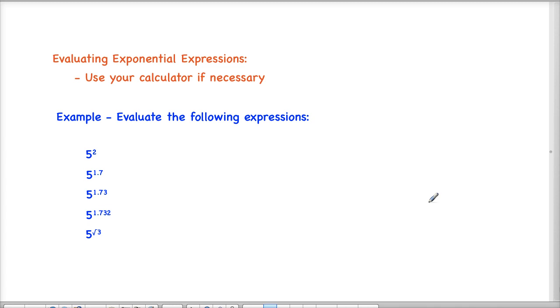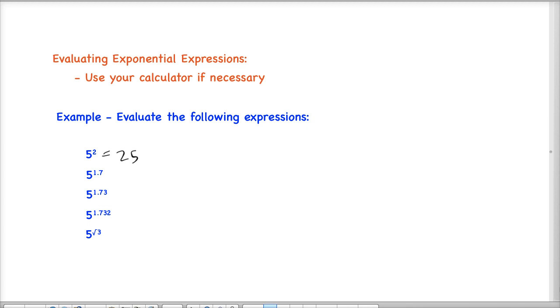So the first thing that we're going to talk about is evaluating exponential expressions, and what I have here is: use your calculator if necessary. So we have some examples right here to evaluate these expressions. For the most part, you should be able to evaluate something like 5 squared equals 25, right? That should be easy. But when we see these exponents like 1.7, 1.73, 1.732, and the square root of 3, we're going to probably need our calculator to do that.